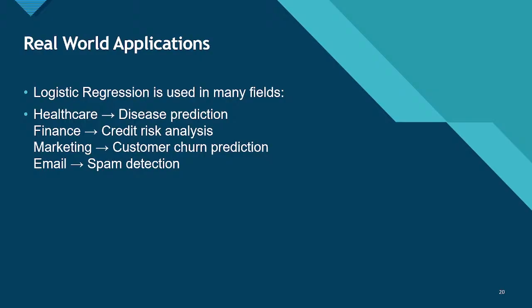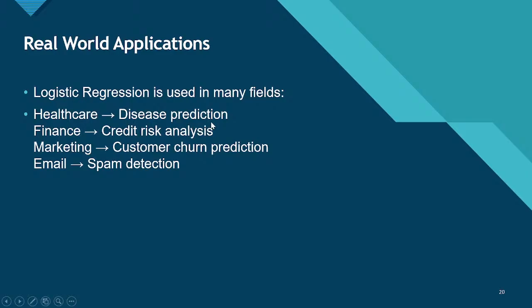Now the real-world applications. Logistic regression is used in many fields, and we will see it is likely one of the most widely used classification algorithms because it is simple, interpretable, and efficient. First is healthcare, disease prediction.